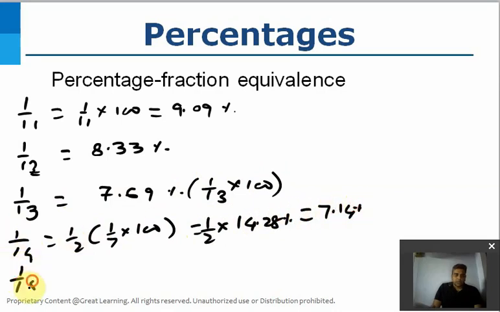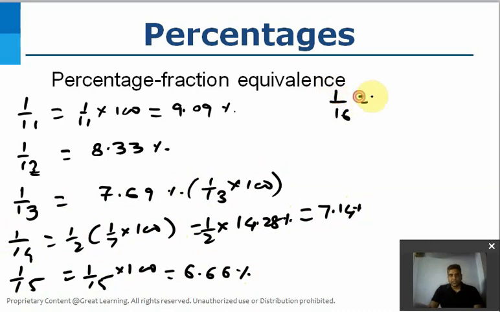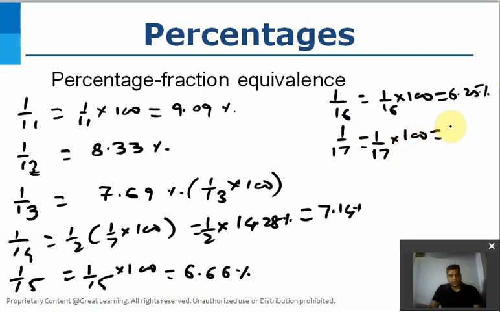Similarly, 1 by 15 is 1 by 15 into 100, which is nothing but 6.66%. 1 by 16 is simply 1 by 16 into 100 and it comes out to be 6.25%. 1 by 17 comes out to be 1 by 17 into 100 and it is nothing but 5.88%.